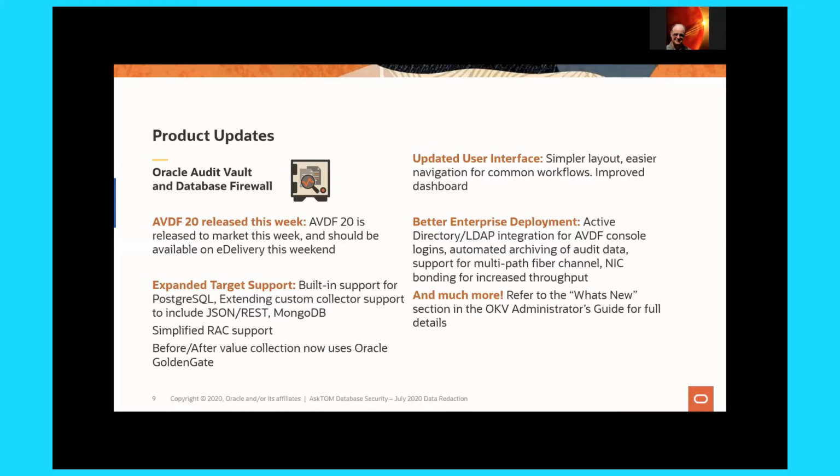We've completely rewritten how we do the redo log collection, the before and after value collection that used to rely on Oracle Streams. We've moved to GoldenGate. And before somebody asks the question, which I know someone will, no, you don't have to go out and buy a separate license for GoldenGate. We include the GoldenGate license with your Audit Vault and Firewall purchase.